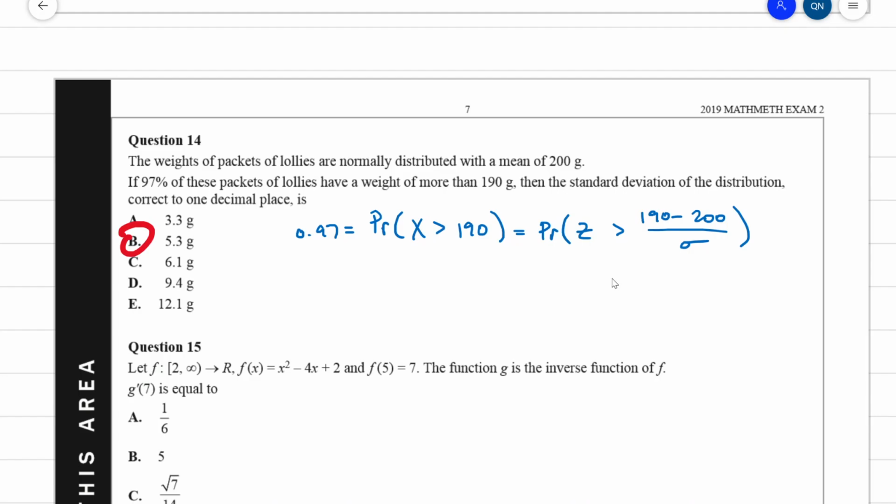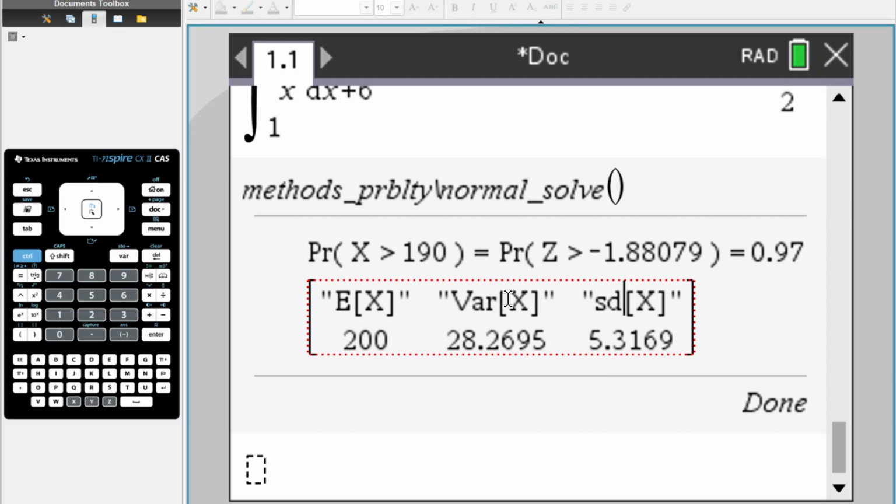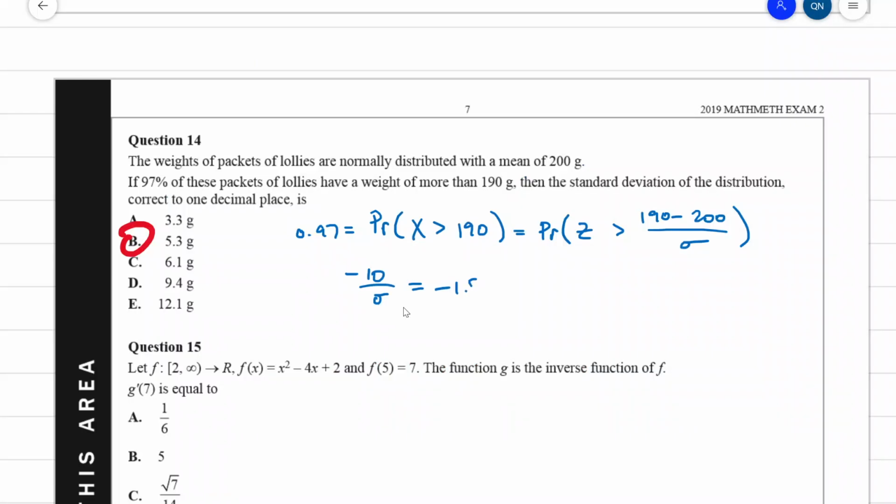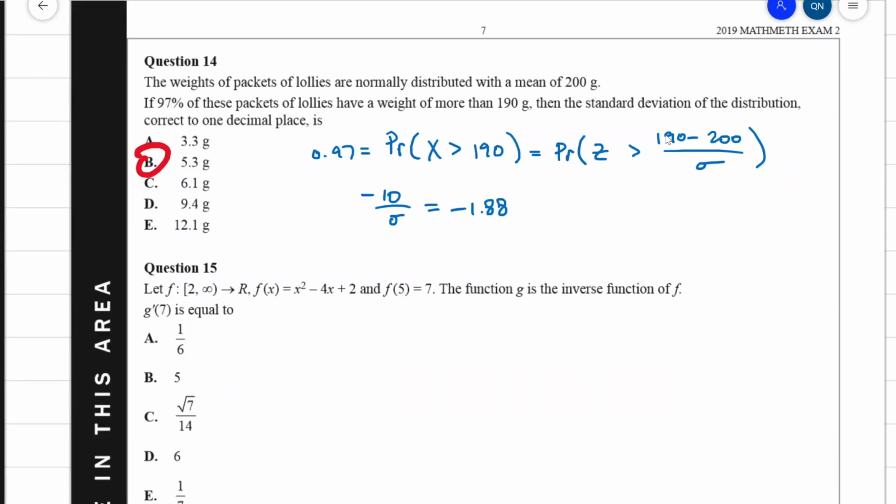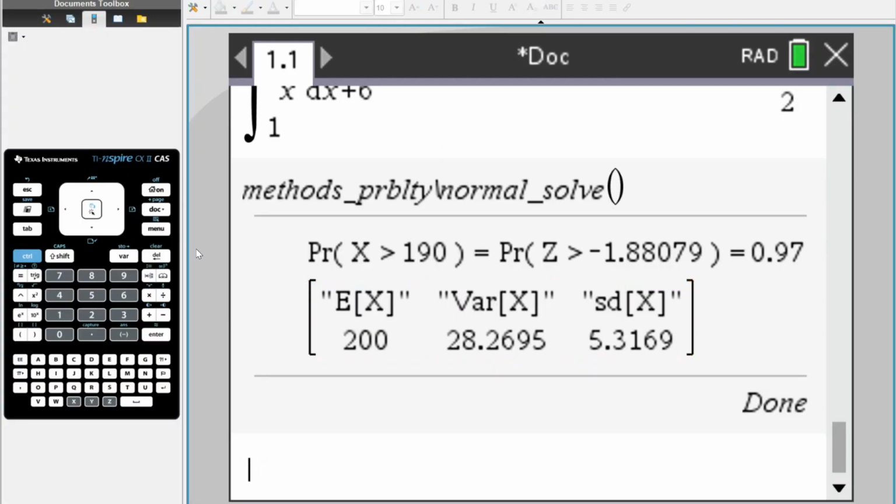And if you take a look at the program output, you actually get the z-score as well. So if you just use normal inverse on this, you'll find that negative 10 over sigma is equal to negative 1.88. And you just need to rearrange this and then you'll get your sigma. You just have to be careful because normal inverse on the CAS assumes the inequality is going this way.